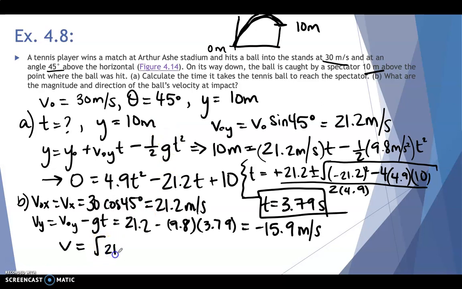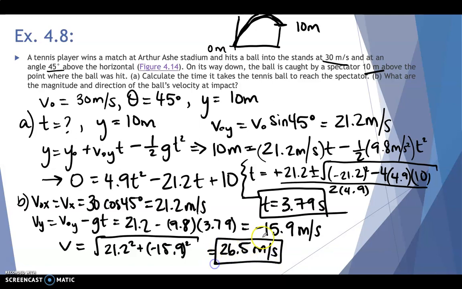Now we can go ahead and solve for our velocity's magnitude. So it'll be the square root of 21.2 squared plus negative 15.9 squared, and we get 26.5 meters per second. So that is the magnitude of our velocity.